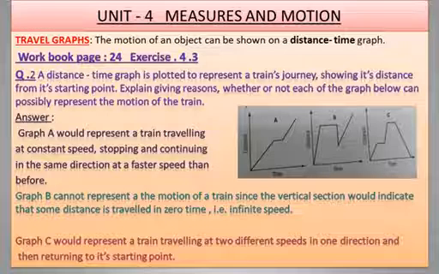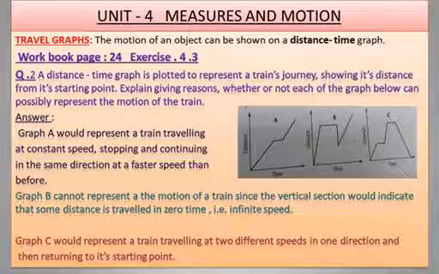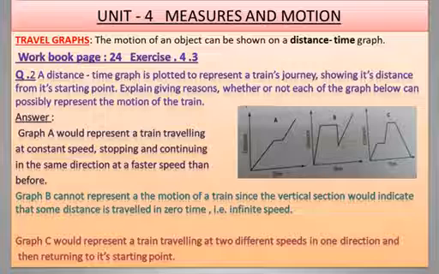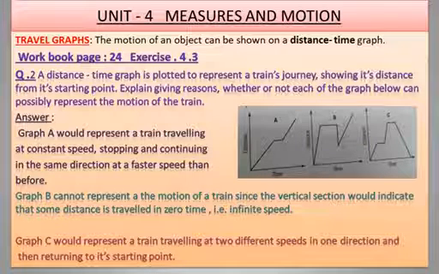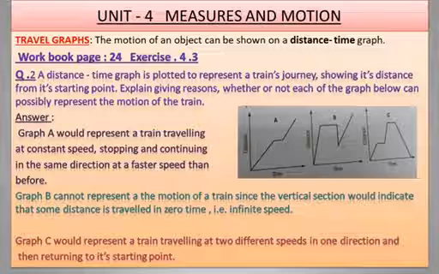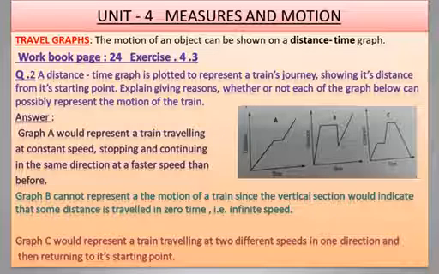So the train's journey is given in three different distance time graphs. Okay, here you have to check graphs A, B, C, whether they are showing the motion of the train or not. Okay, each graph will show the motion of the train or not. You have to check it. Okay, so first we will check graph A.